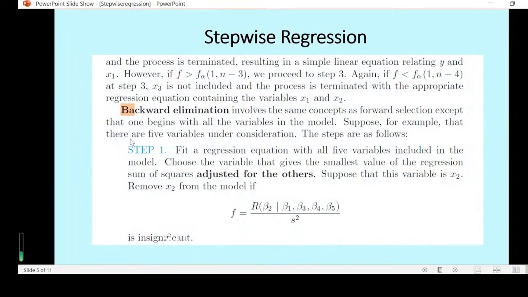So this is forward selection. And what is backward elimination? This is the opposite of forward. For backward, we select all, say 5, variables in the model first. Then we calculate, if we remove beta 2 for example, the F-test to see if it is significant or not. If we can remove it, then we get the decrement from beta 2.